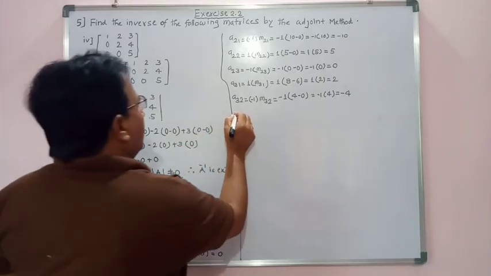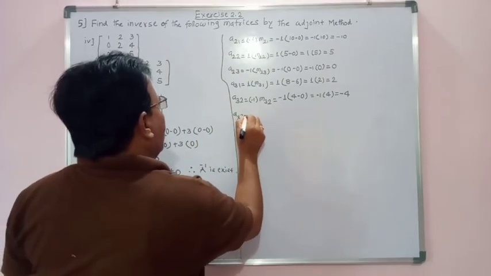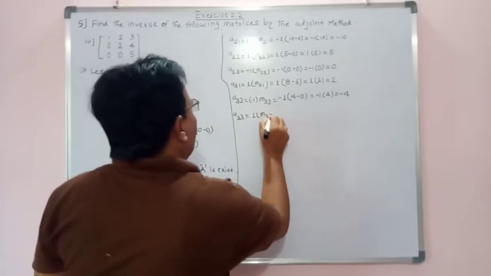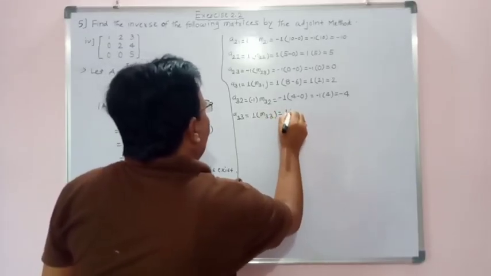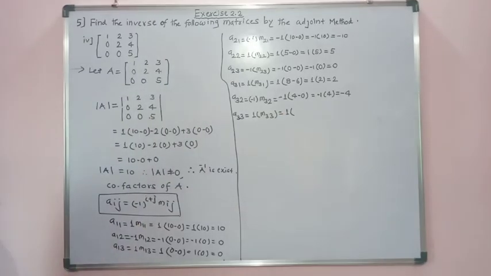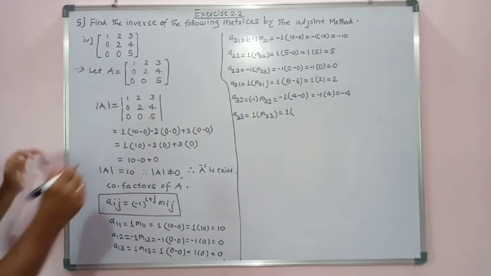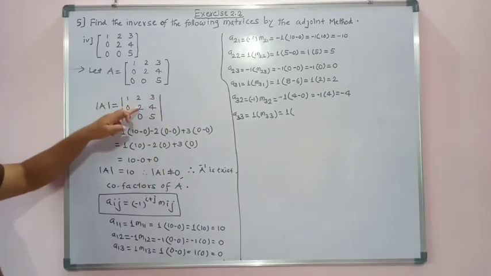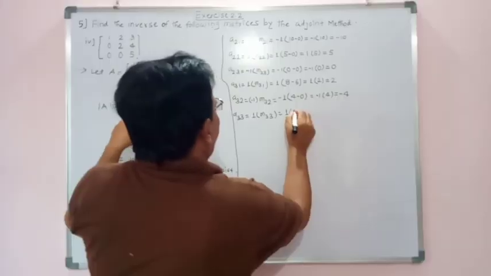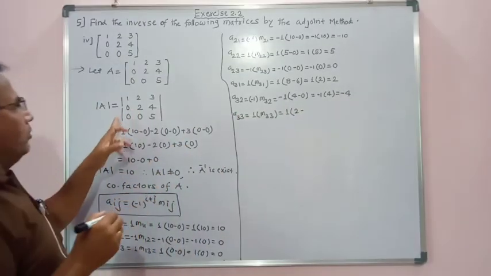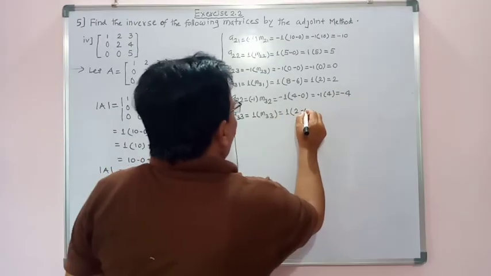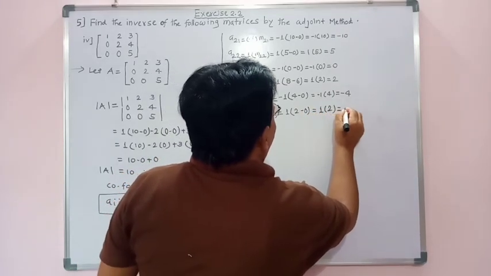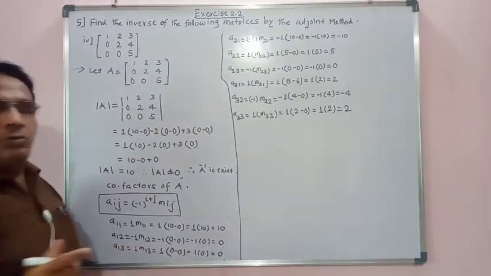And last cofactor is A33 equal to plus 1 into M33. What is the value of M33? Leaving of third row, third column. 1 into 2 is a 2 and 0 into 2 is a 0. 2 minus 0. Therefore, 1 into 2 minus 0 is a 2.